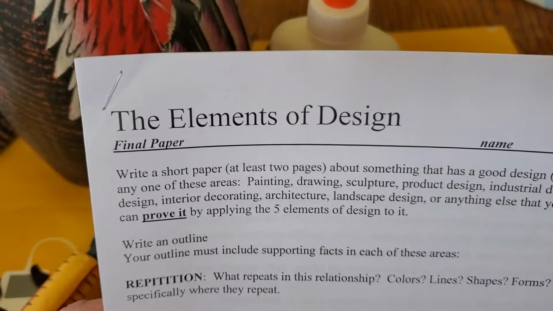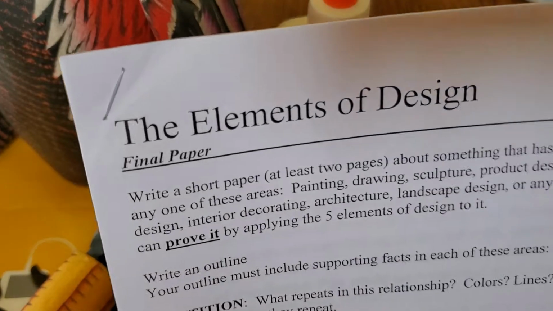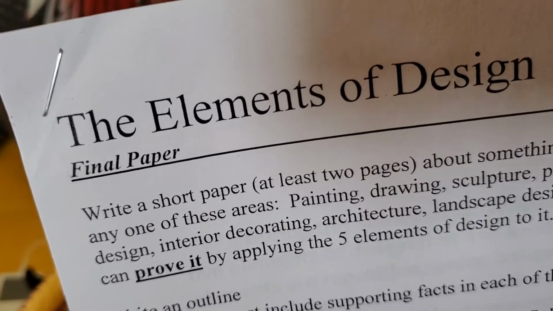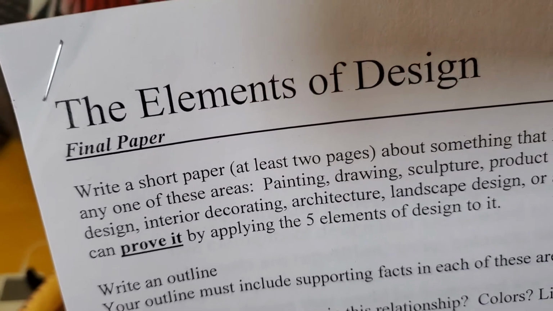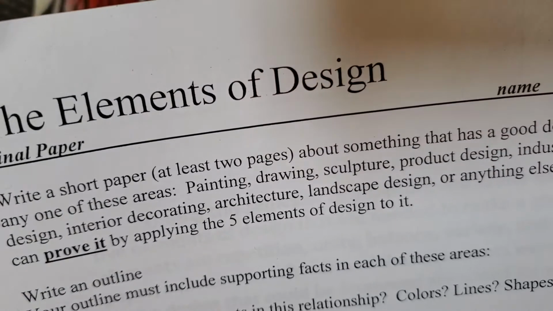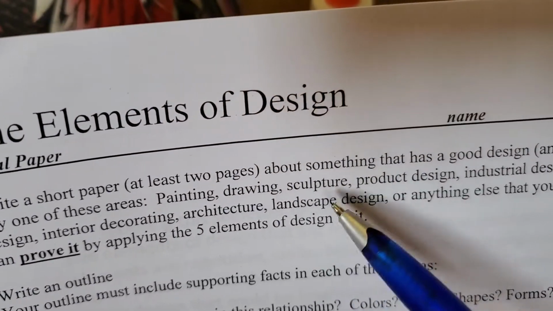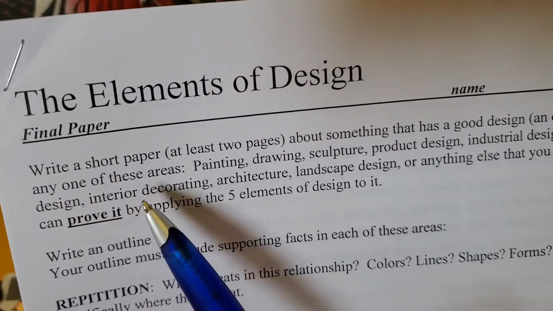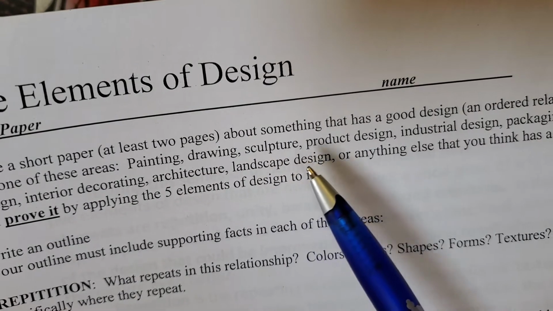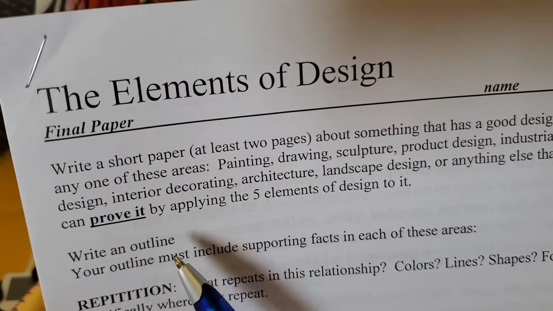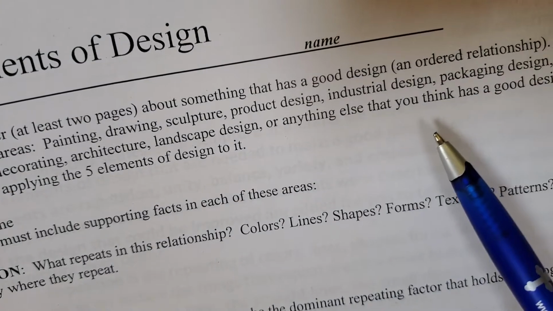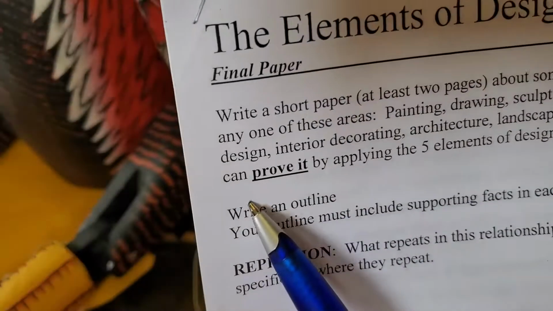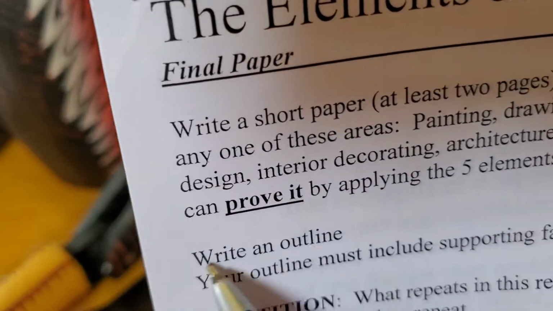So I'm just going to go through what this all entails. You're going to write a paper on the elements of design, okay? And you're going to pick something that you think supports or shows all the elements of design, a good design. So write a short paper, at least 2 pages, about something that is a good design and/or an ordered relationship. It can be in any one of these areas: painting, drawing, sculpture, product design, industrial design, packaging design, architectural, and so on. Okay? Or anything else that has a good design, and this is important, and you can prove it.